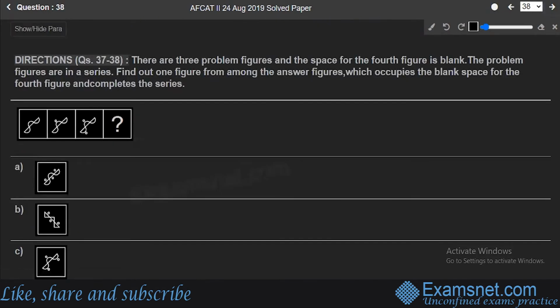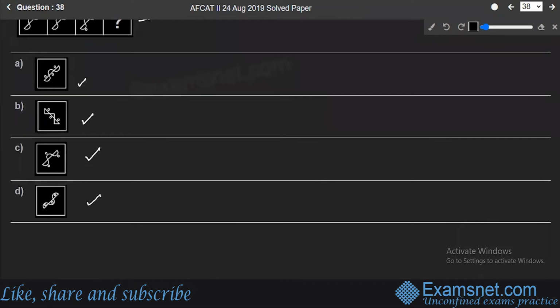Next question, 38. So now you have to see what will come in the question mark over here. See, one small circle is actually being added at every step. There is no circle, then there is one, there are two, and now obviously there will be three, most probably, right? But this one is also having three, this one is also having three, and even this is having three.